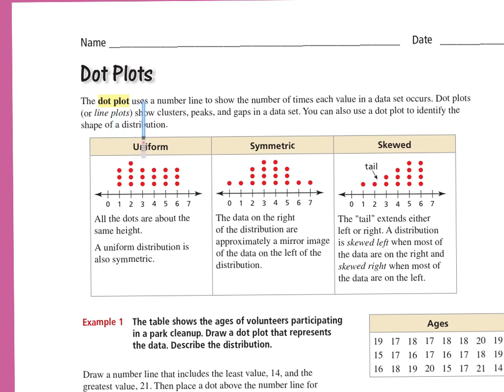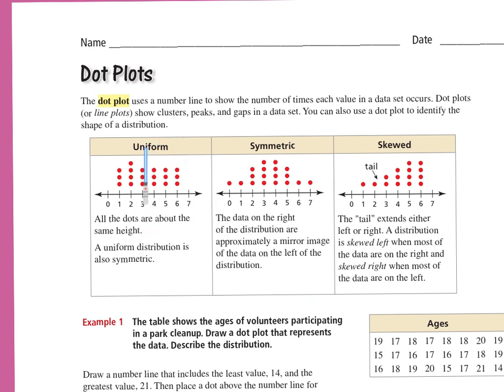It says the dot plot uses a number line to show the number of times each value in a data set occurs. Now, a data set is just all of your numbers that you're dealing with. Dot plots or line plots show clusters, peaks, and gaps in a data set. You can also use a dot plot to identify the shape of a distribution.